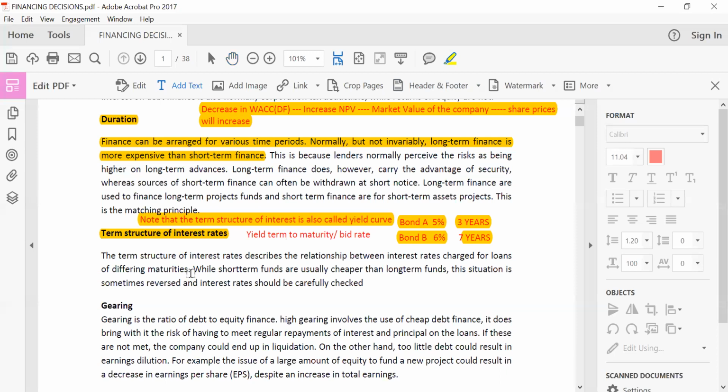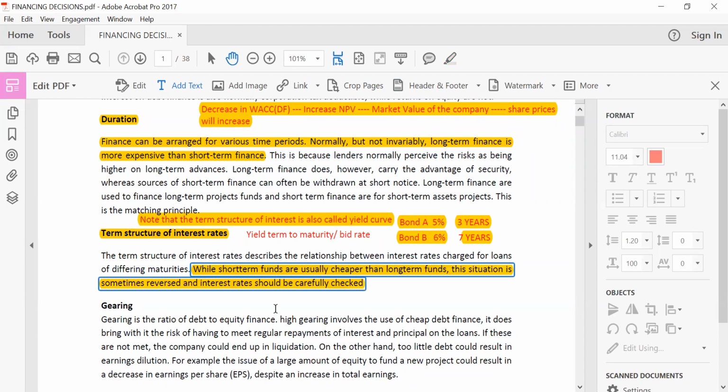Do we still revisit this terminology again? While short-term funds are usually cheaper than long-term funds, this situation is sometimes reversed and interest rates should be carefully checked. What are we trying to say over here? We have actually talked about duration, right? Please do not confuse the two. When you talk about timing, the duration, it is different from looking at the relationship between the interest rates and the maturity date. Please, you have to get the two clearly so that at least you can proceed.